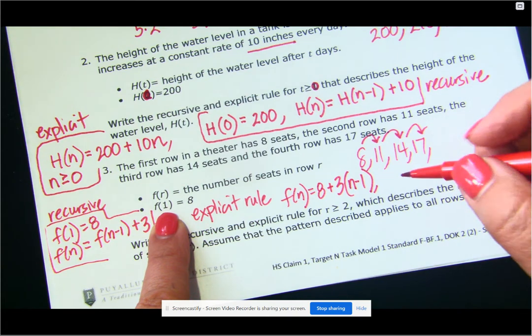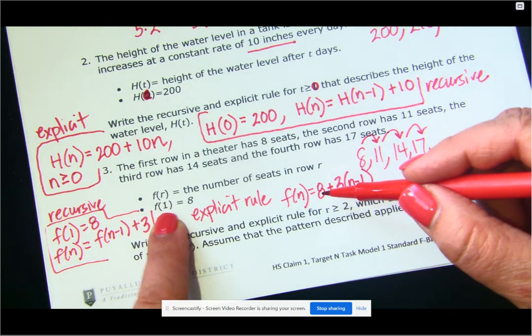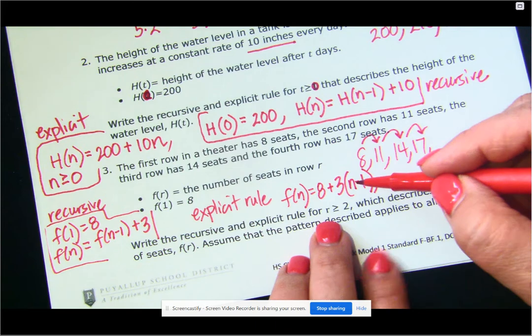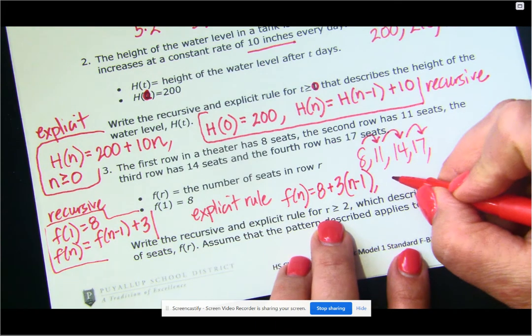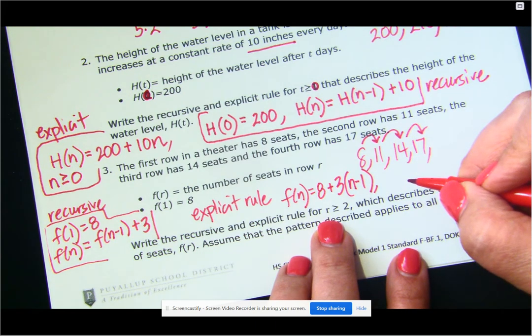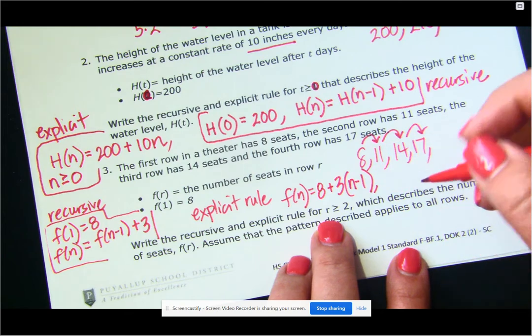And we already know what the first row is. So it says for n is greater than or equal to 2. Oh, they called this R. I put N. Sorry, guys, it doesn't really matter.